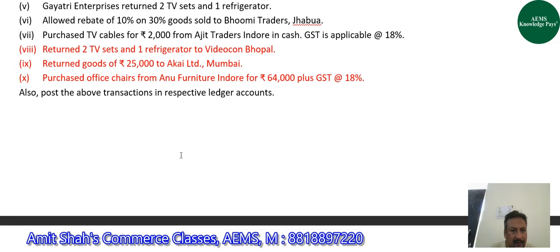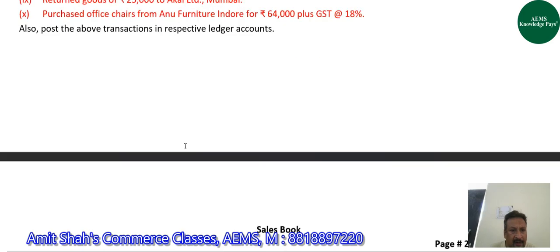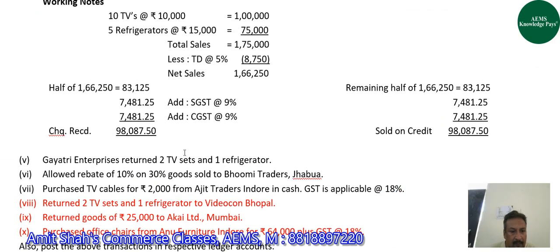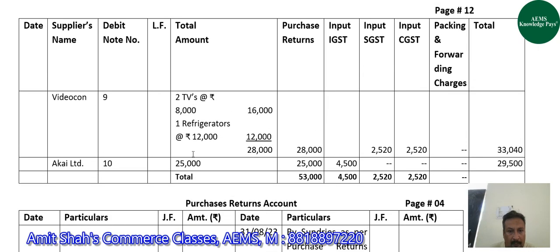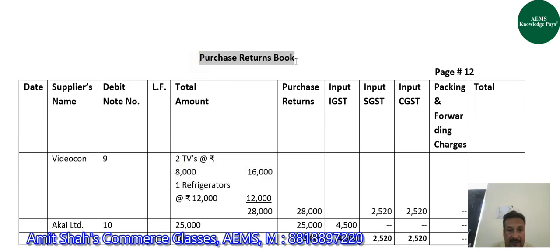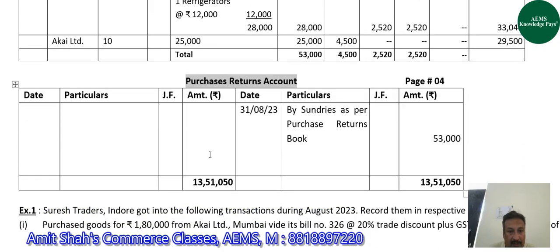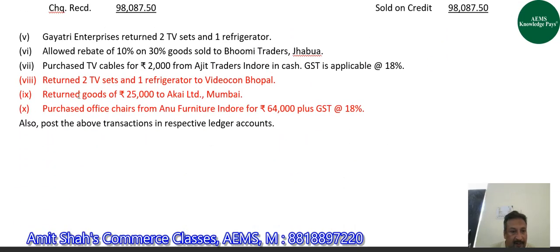I think the screen isn't visible. We have already recorded it. Let me see. Yeah, two televisions, one refrigerator. This we have already recorded earlier in our purchase return book and also in the purchase return account. And we have also done the posting of that.